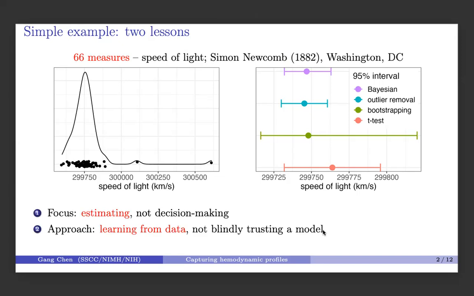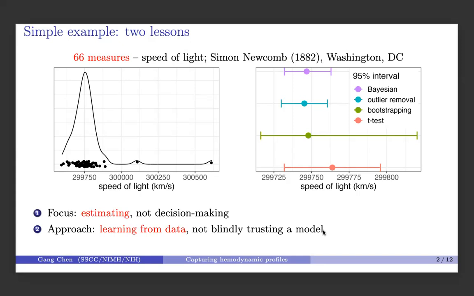First, we don't adopt the typical decision-making approach based on t statistic or p value. We don't have to reject or accept the null hypothesis. Instead, our focus is on how to achieve accurate estimation and get the precision of the estimation. So that's our focus. The second thing we can learn from this example is that we can learn from the data.